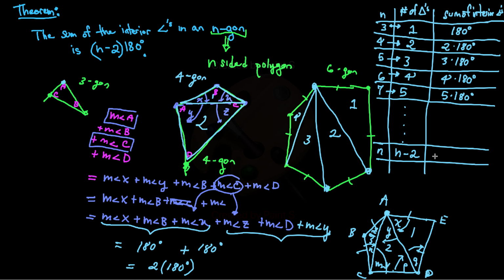Now, each one of those triangles contributes 180 degrees. So what's the sum of the interior angles in an N-gon? N minus 2 times 180. And that's the theorem. You've proven the theorem in that you've convinced yourself that, first of all, there are n minus 2 triangles in the N-gon, and that each triangle contributes 180 degrees to the sum of the interior angles.